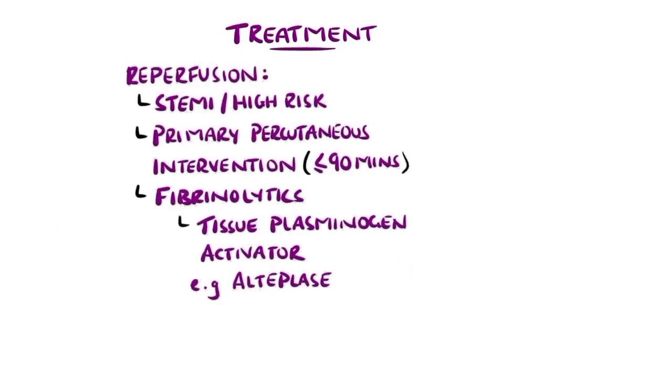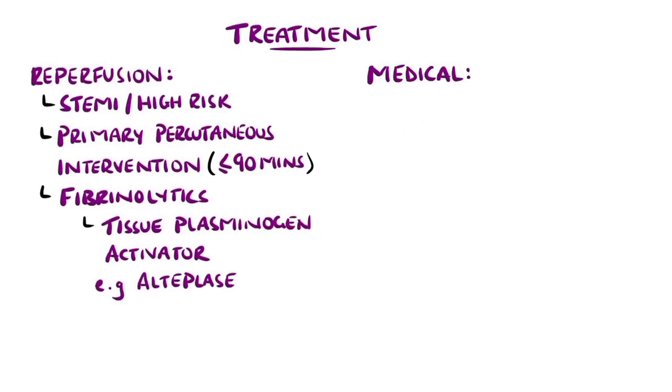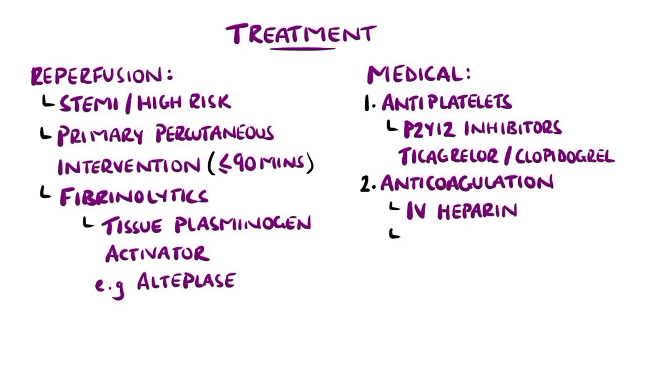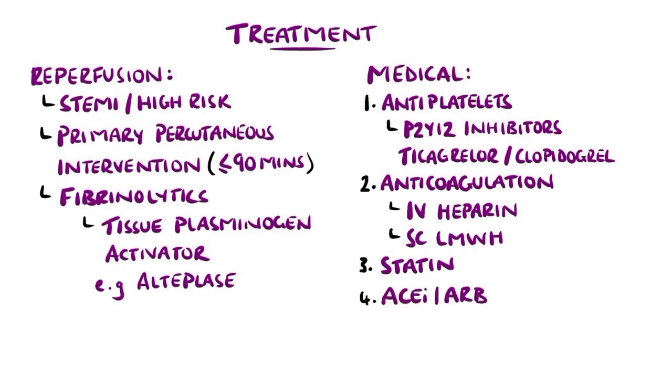Further medical therapy for confirmed STEMI and non-ST elevation acute coronary syndrome includes additional antiplatelets like the P2Y12 inhibitors ticagrelor or clopidogrel, and anticoagulation such as unfractionated heparin intravenously or low molecular weight heparin subcutaneously. Secondary prevention medications include statins, as not only do they help prevent dyslipidemia, but they also provide plaque stabilization. An ACE inhibitor or angiotensin receptor blocker are also included, and beta blockers are used if there is evidence of left ventricular systolic dysfunction.